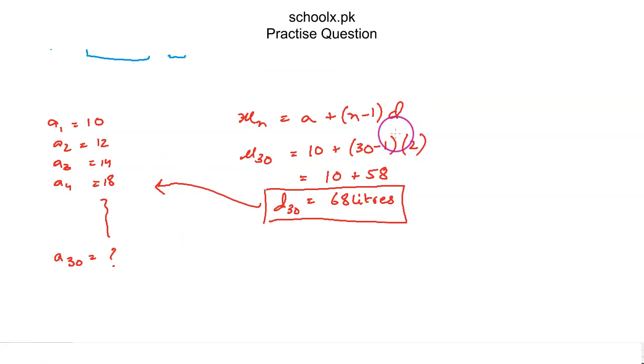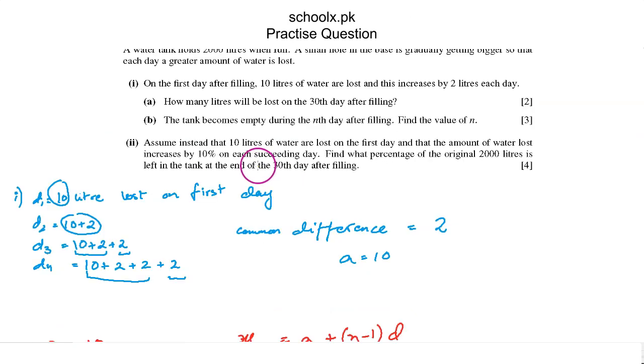Now moving on to the second part, part B, it says the tank becomes empty during the nth day after filling. Find the value of n. Now the tank had initially 2000 liters of water, right? It will only become empty when all the 2000 liters of water are lost.